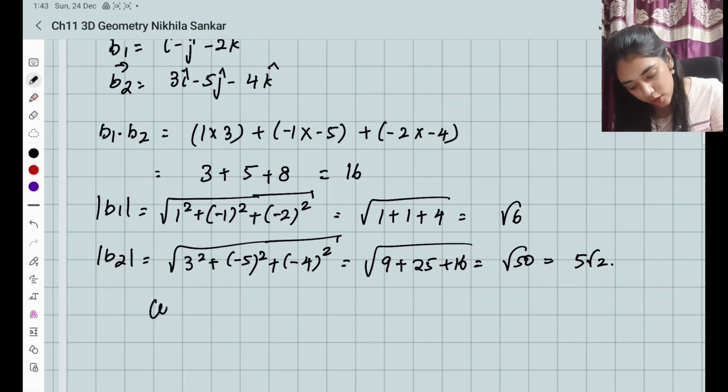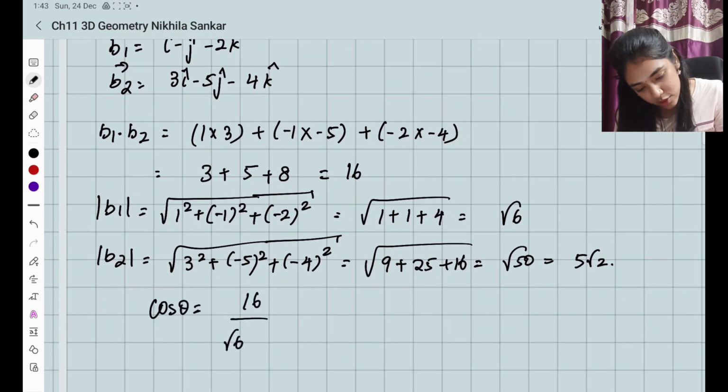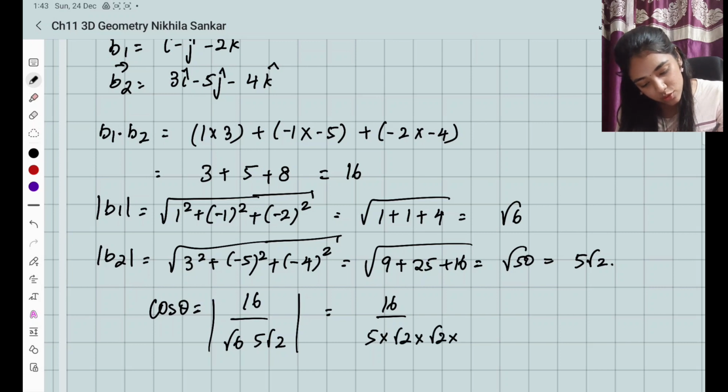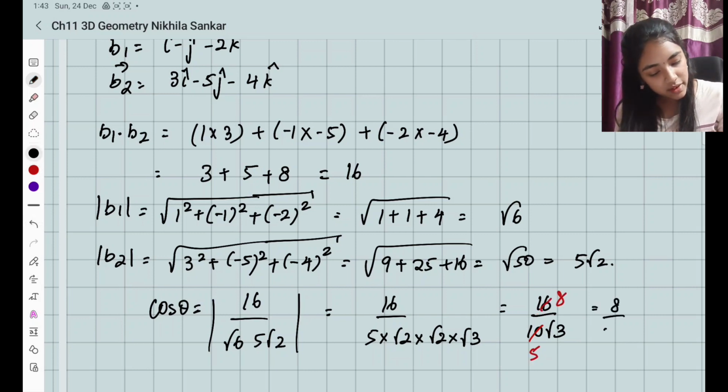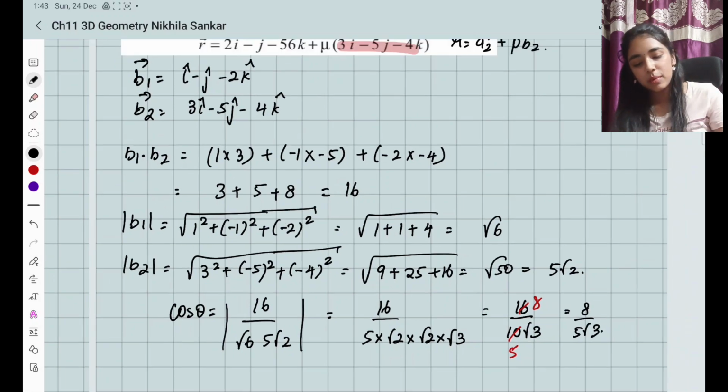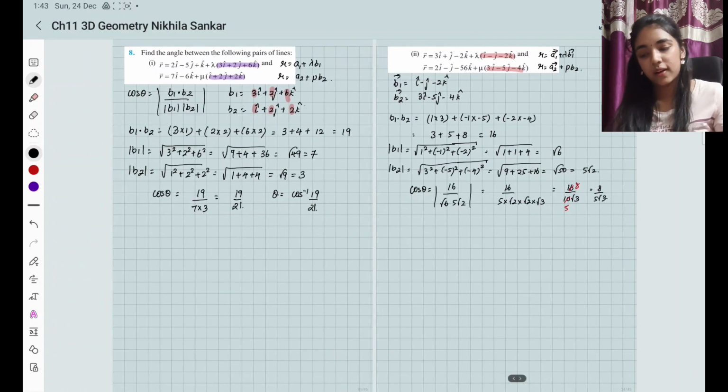Okay. Now cos theta is going to be 16 divided by root 6 into 5 root 2 of the magnitude. So this can also be written as 16 divided by 5 into root 2 into root 6, which can be written as root 2 into root 3. So this is going to be 16 divided by 10 root 3. I can cancel, 2 8s are 16, 2 5s are 10. So I'll be left with 8 divided by 5 root 3. Denominator la root 3 vechukka vendana rationalize pannalam. Okay, please copy.